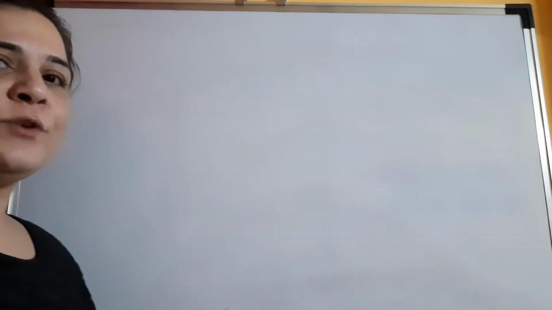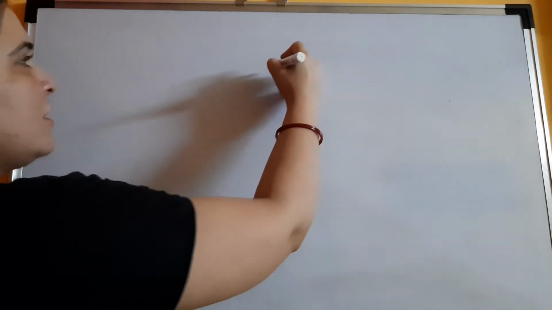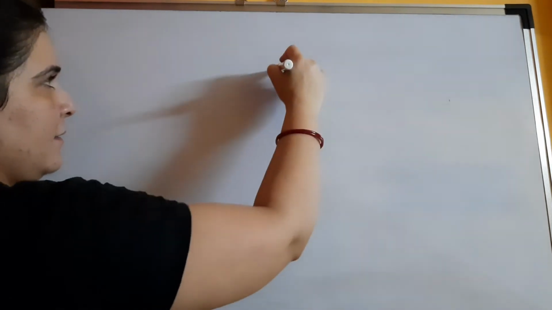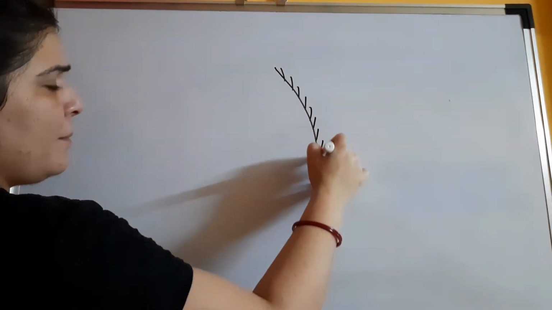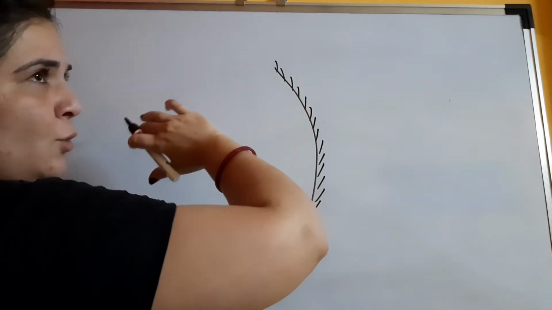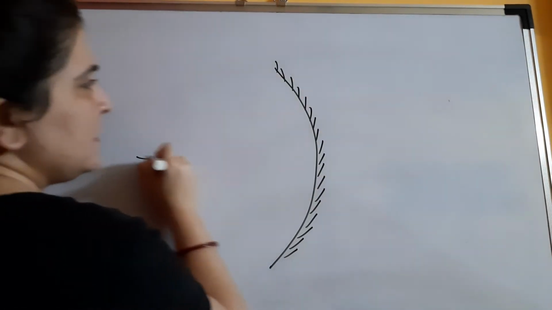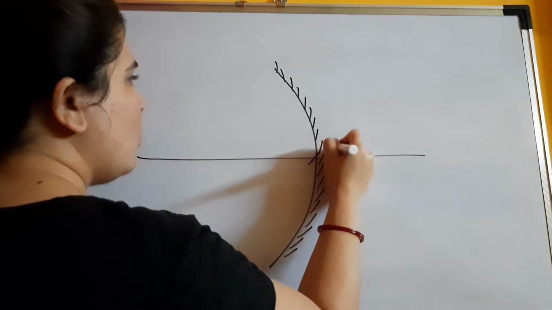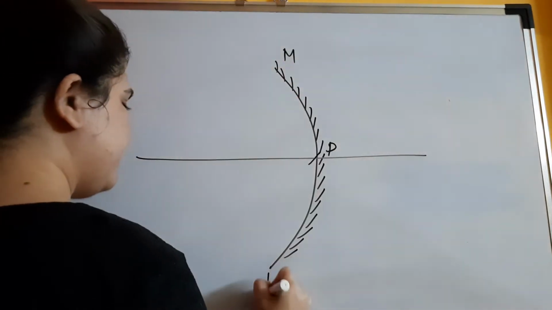Now let us make the first ray diagram for concave mirror. First we'll draw a concave mirror. Don't make it too spherical and don't give it too much of curve. Okay, this is a principal axis, this is a pole, this is an aperture.